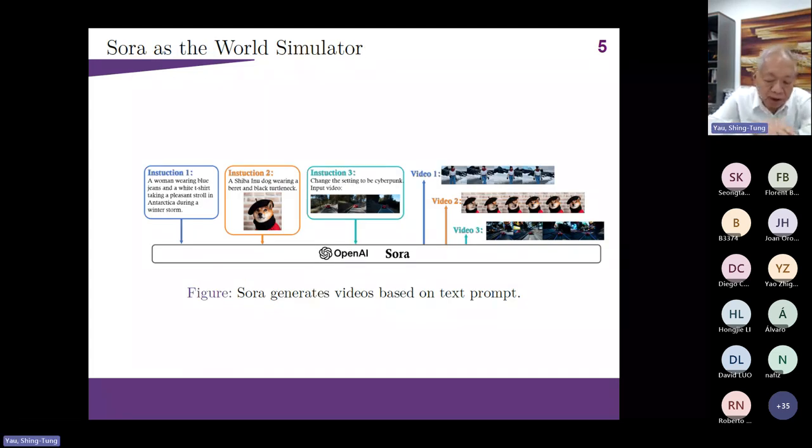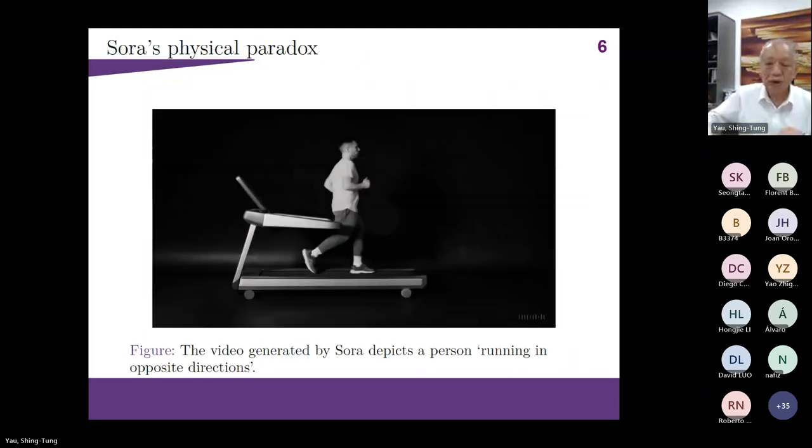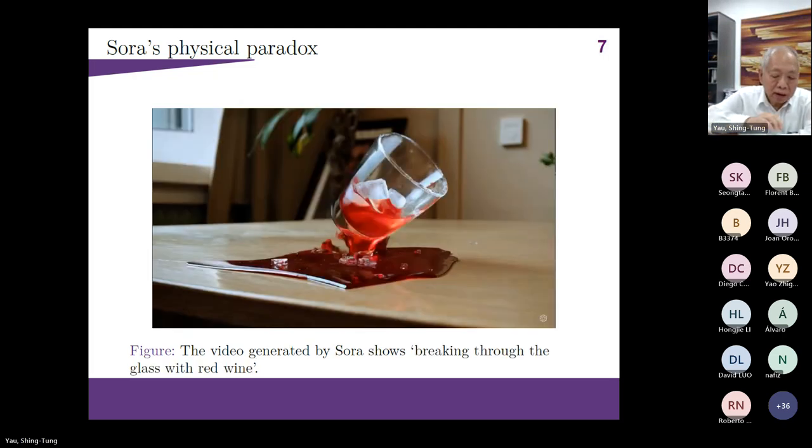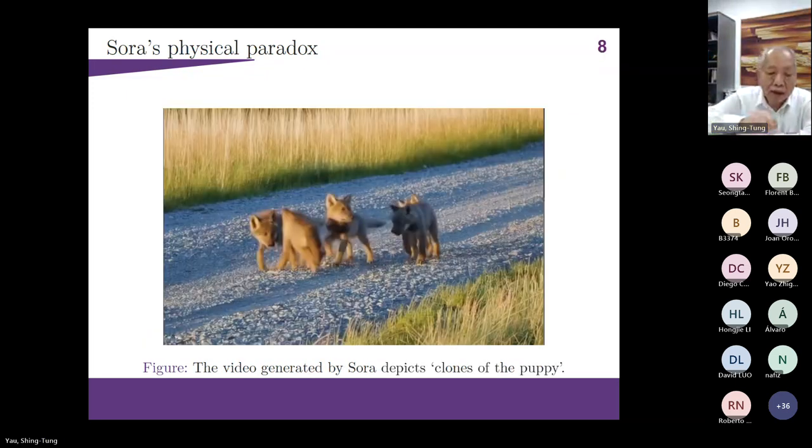Sora combines the power of large language models like ChatGPT and large visual models like DALL-E 3, using text, images and videos as input to generate high quality images and video. As you can see here, it generates videos based on text prompts. Sora doesn't seem to understand how the real world works in general. For example, it can generate videos of people running in reverse on a treadmill. This is another example. The video generated by Sora shows breaking through the glass with red wine. And this is another example generated by Sora, depicting clones of the puppy.